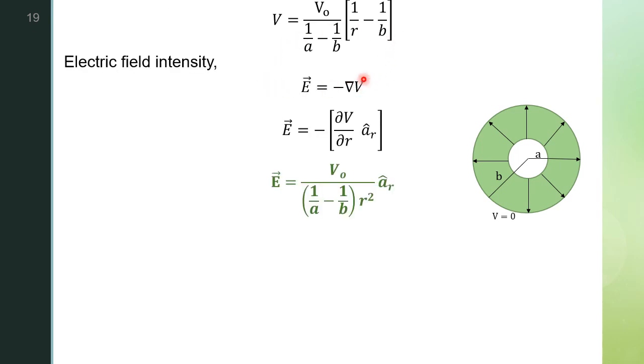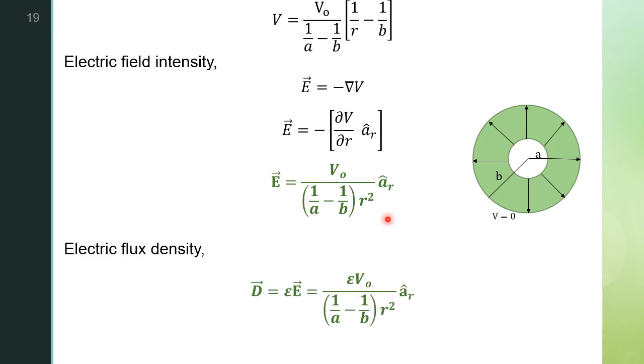Since this potential is only a function of r, we need to consider only the gradient with respect to r. So it is minus dou V by dou r into a_r. On taking the derivative with respect to r, we get V0 by (1 by a minus 1 by b) into 1 by r square a_r cap. So this is the expression for electric field intensity. Now the electric flux density D is equal to epsilon E. Therefore D equals epsilon V0 by (1 by a minus 1 by b) into 1 by r square a_r cap.